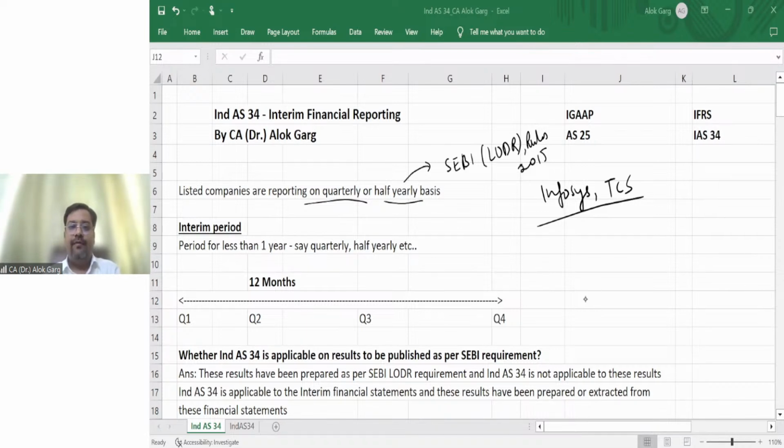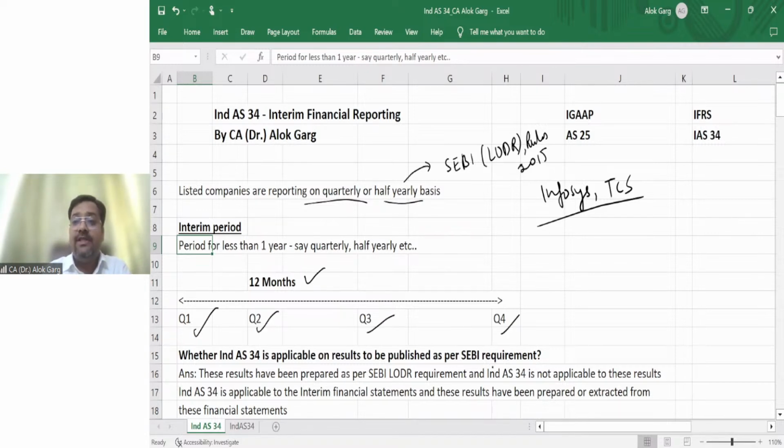Okay, friends, now let's come back to the Excel file again. I will be teaching you this entire Ind AS 34 with this Excel file. Now, what is meant by interim period? Interim period means a period of less than one year, say quarterly, half yearly, nine months, etc. For example, this is a 12-month cycle, and in this 12-month period, this is Q1, Q2, Q3, Q4.